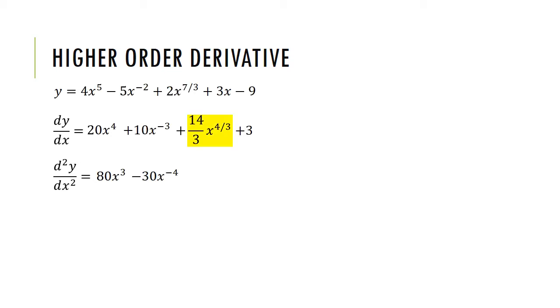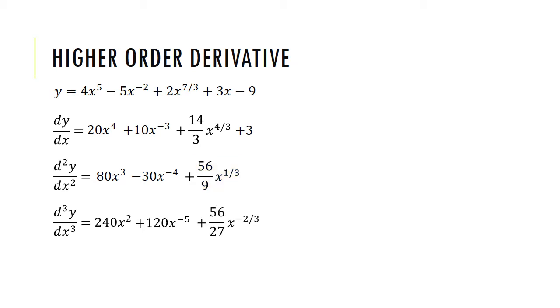And plus derivative of 14 over 3 times x to the power of 4 over 3, is 4 over 3 times 14 over 3, is 56 over 9, times x to the 1/3 power, and derivative of 3 is 0. And the third derivative, d to the third by dx to the third, is derivative of 80x cubed, is 3 times 80, is 240, times x squared. Minus derivative of 30x to the power of negative 4, is negative 4 times negative 30, is 120, times x to the power of negative 5. And plus derivative of 56 over 9 times x to the 1/3 power, is 1/3 times 56 over 9, is 56 over 27, times x to the power of negative 2/3.